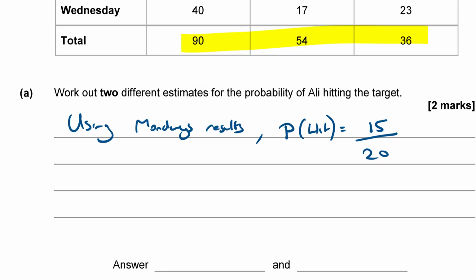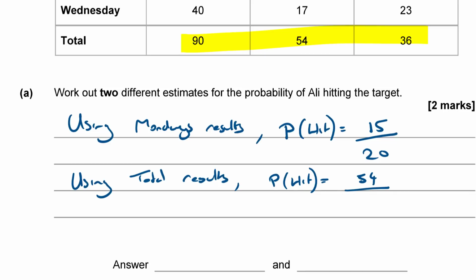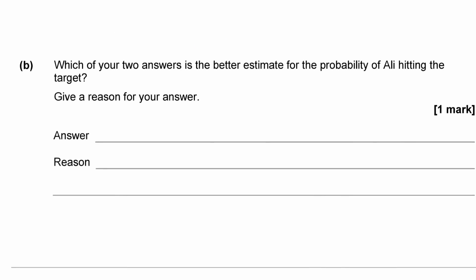Okay. Or we could use Tuesday's results, or we could use Wednesday's results, or we could use the total. Seems a bit weird, this question. I'm just going to use the totals. And the probability of a hit is going to be successful outcomes, which is 54 hits out of total outcomes, which is 90 throws altogether. So my two are going to be 15 over 20 and 54 over 90. Although I can't say I approve much of this question. Right, let's move on.